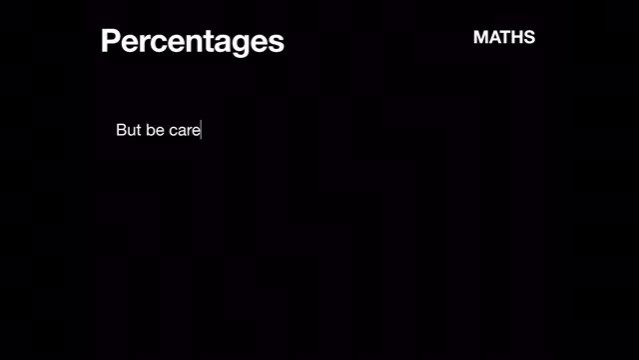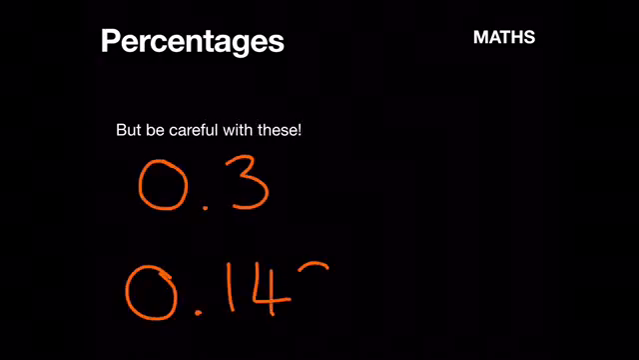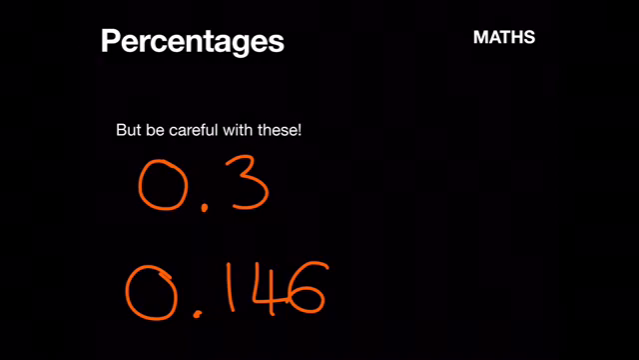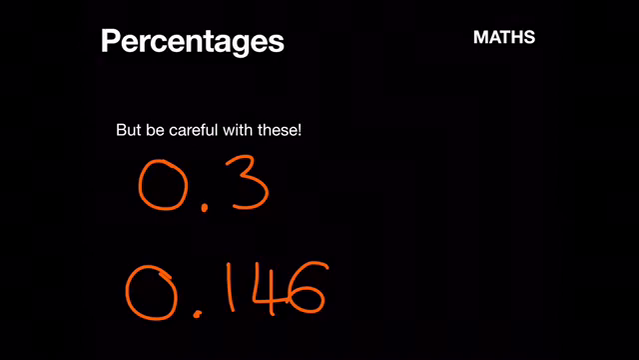Couple for you to be careful with. Be careful with these. 0.3 and 0.146. So we've been talking about hundredths. So with two decimal places as the tenths and the hundredths. This first one here is just tenths, 0.3. So it's not going to be 3%. There's 0 in the hundredths. So we have to remember the 3 and the 0 from the hundredths column. So that would be 30%.